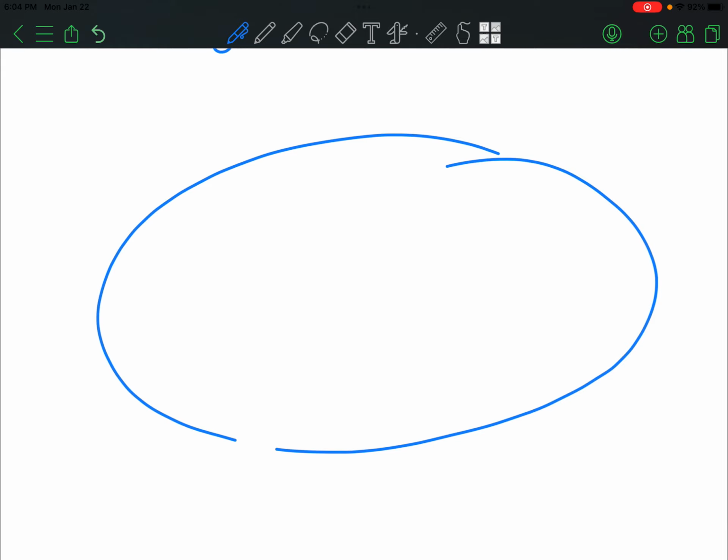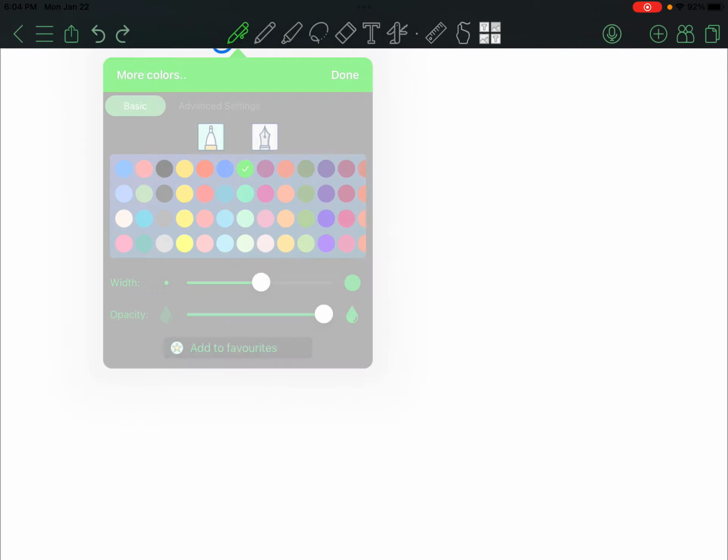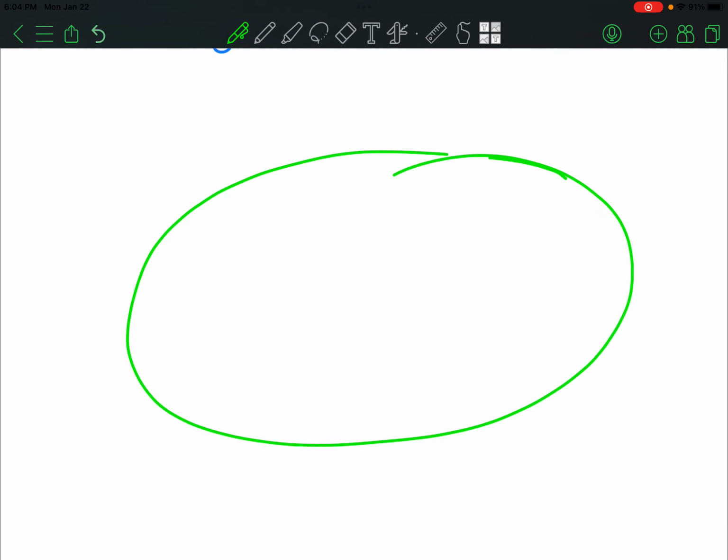Now, here's how it works. I should make this green, bro. I'm just stupid. This is our stroma. This is where all the photosynthesis takes place. What happens is light reaction. This is the light reaction part.